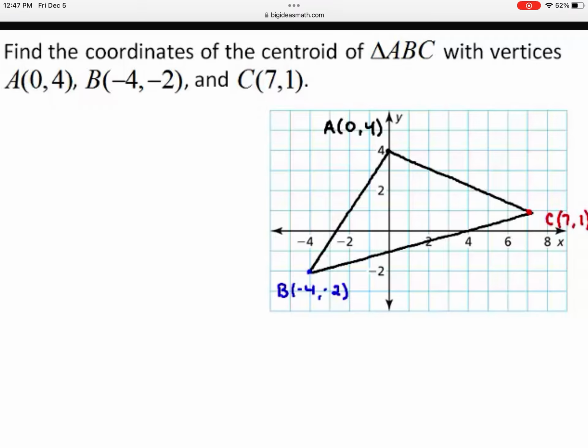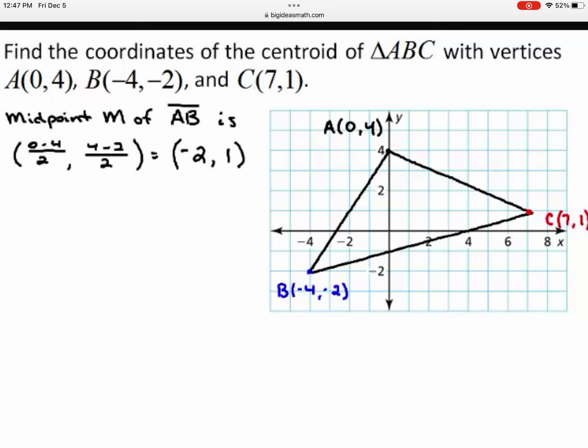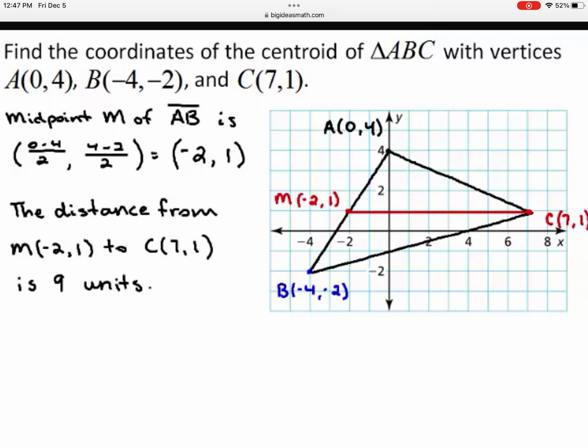Then you need to use the midpoint formula to find the midpoint M of line segment AB and sketch the median MC. So the midpoint M of line segment AB is (0 minus 4) divided by 2, (4 minus 2) divided by 2, which is (-2, 1). Graph your midpoint M (-2, 1), and sketch the median line segment MC. The distance from M (-2, 1) to C (7, 1) is 9 units, because 7 minus -2 is 9.